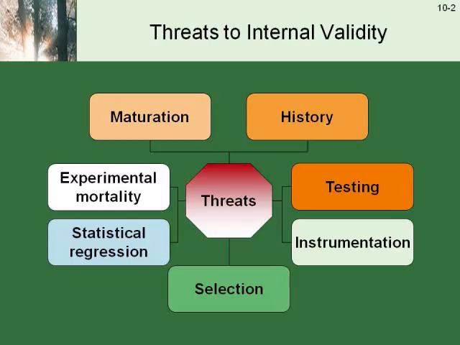What are some threats to internal validity? There is what's called maturation, the history, the testing that's done, the instrumentation, the selection process of participants, statistical regression, and experimental mortality. These are all threats to internal validity.